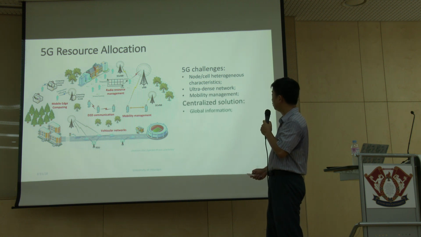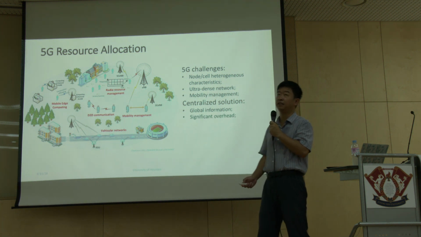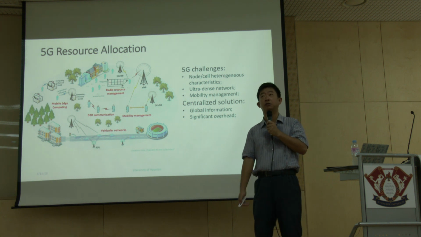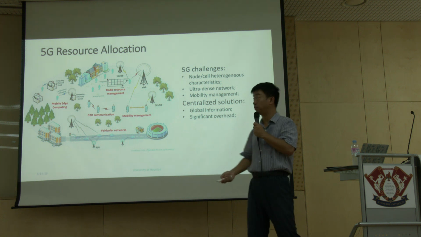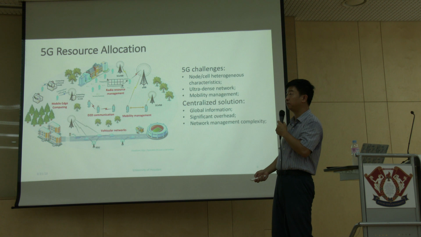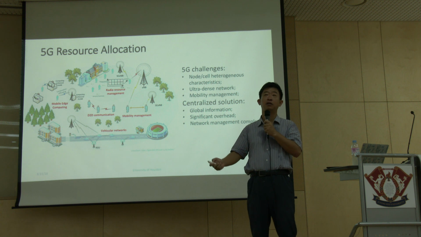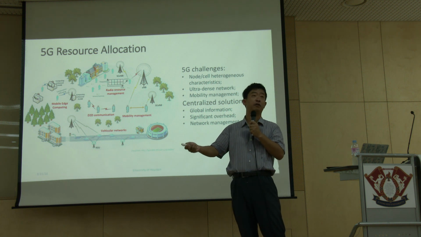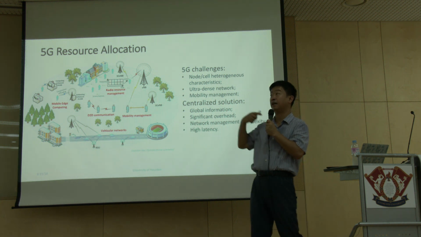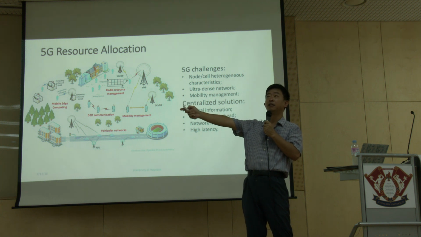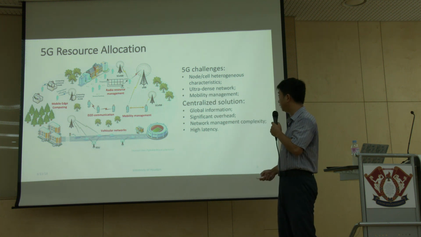And for centralized solution, you need global information, so you need to gather all the information. And you need a significant overhead. In order to do the resource allocation better, I need to collect all the information. So that information is impossible to collect. And the network management complexity will be extremely high. As I mentioned, for the matching case, if you do centralized, the complexity is O(n^3) or O(n^4). And also with very high latency, because I send the instruction to the central point, then the central point gives me an instruction. This round trip delay causes high latency.